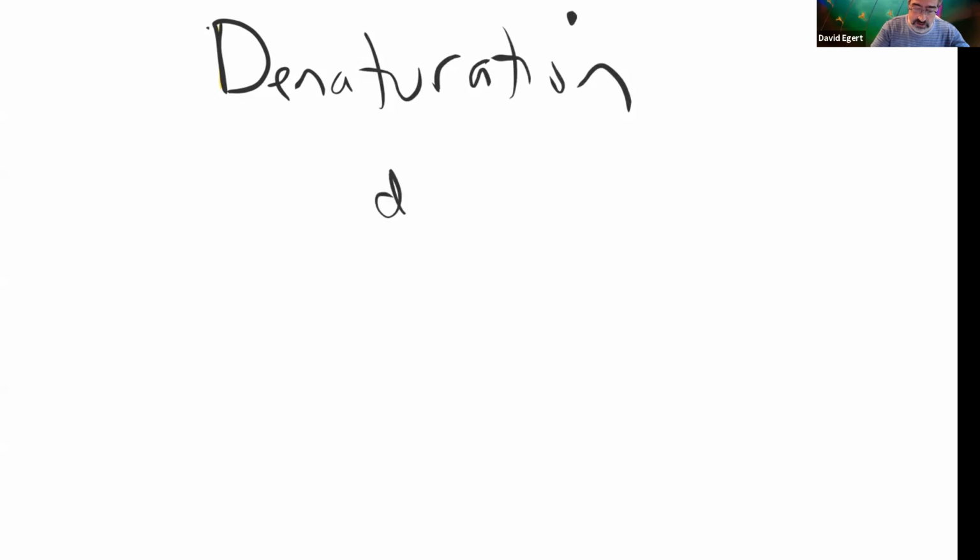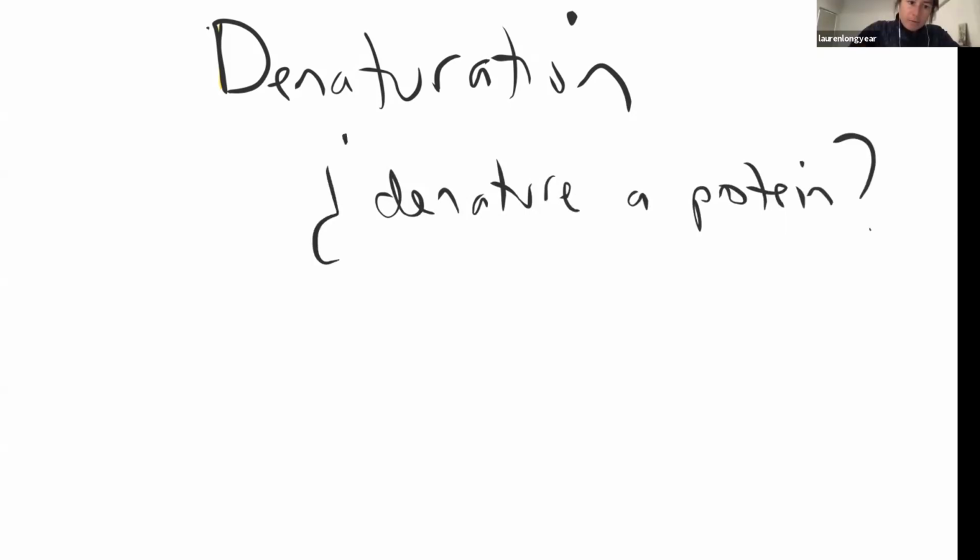So any questions about the basic, what is the structure of a protein? So then the last thing we should talk about is denaturing. What does it mean to denature a protein? Break apart. Break it down. Good. So you either break it apart or make it lose its shape.